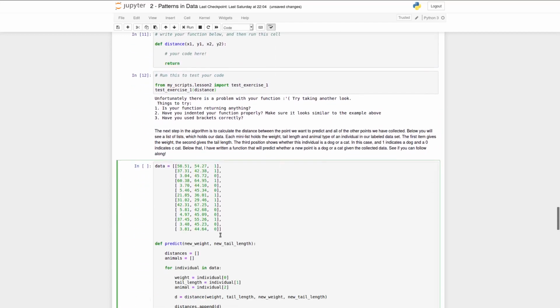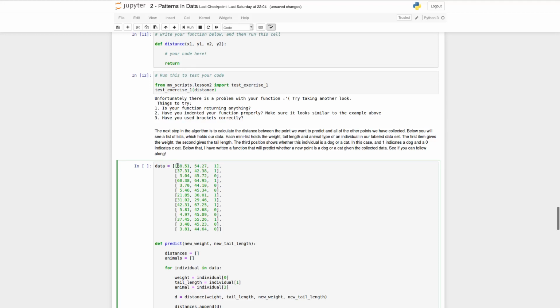So let's say that this is the data that we've collected. Here we've got a list of lists. Remember, square brackets mean we have a list of things, and each item in the list is going to be another list. So we've got a list within a list. It's a listception there.